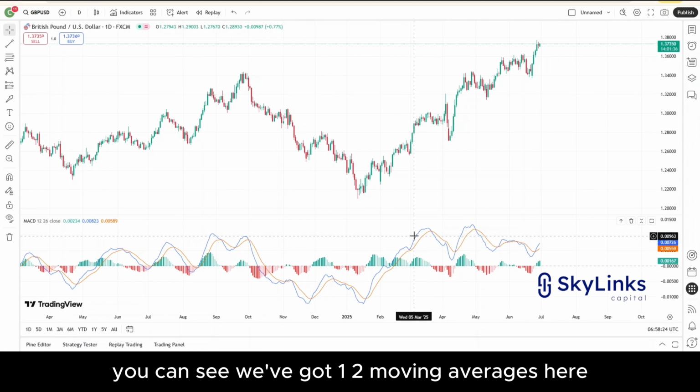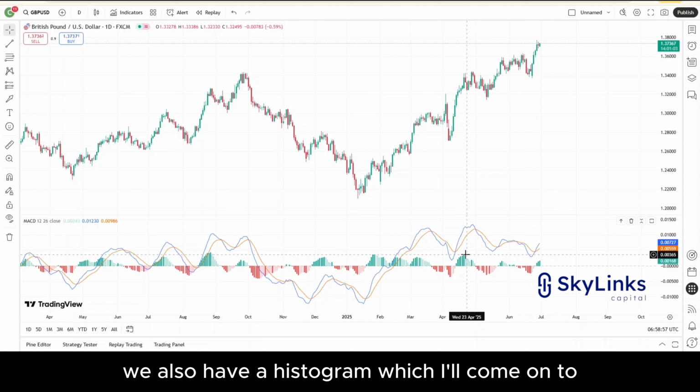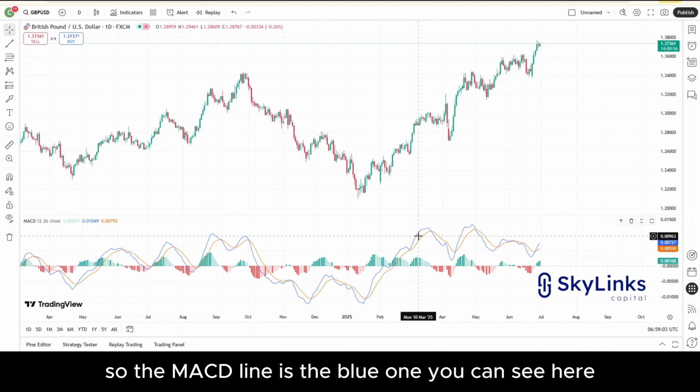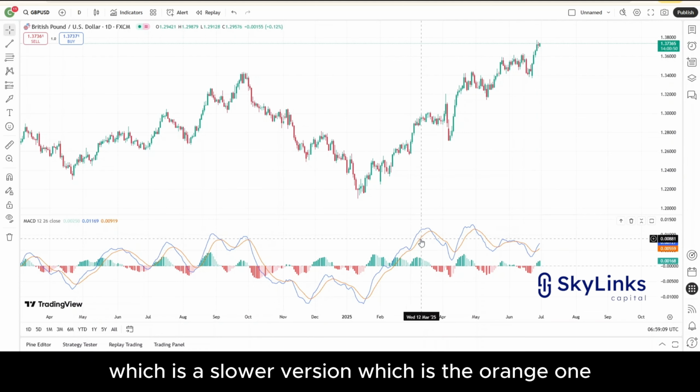You can see we've got two moving averages here, and then we've also got this zero line, this center line here. We also have a histogram, which I'll come on to. So the MACD line is the blue one, you can see here. And then you've got the signal line, which is a slower version, which is the orange one.